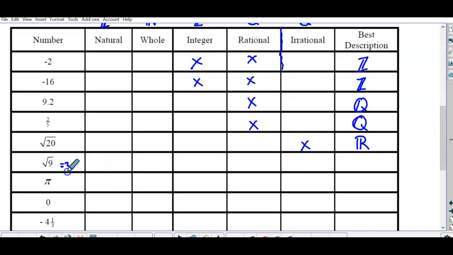Root 9 is 3, so that's a natural number, which is whole, which is an integer, which is rational, and so that's rational. And most specific is natural. Pi is irrational, so we'll show that as real numbers. So kind of separate. We'll always have either the box for rational or irrational set out.